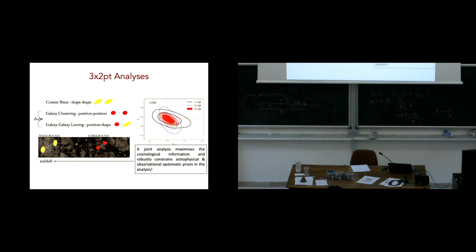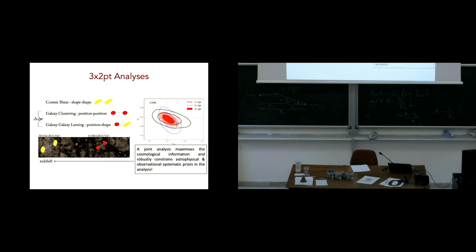So the top one just measures the matter power spectrum. The second one, at leading order, is b squared times the matter power spectrum. And this one is just b times the matter power spectrum. So that means that by combining them, we can separate power spectrum amplitude from galaxy bias, which allows us to break a lot of degeneracies.